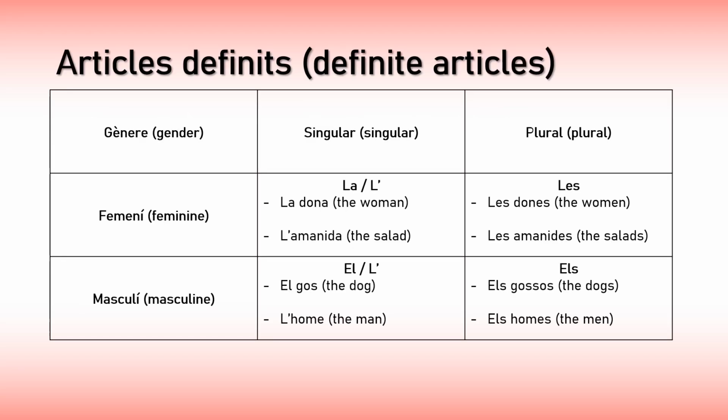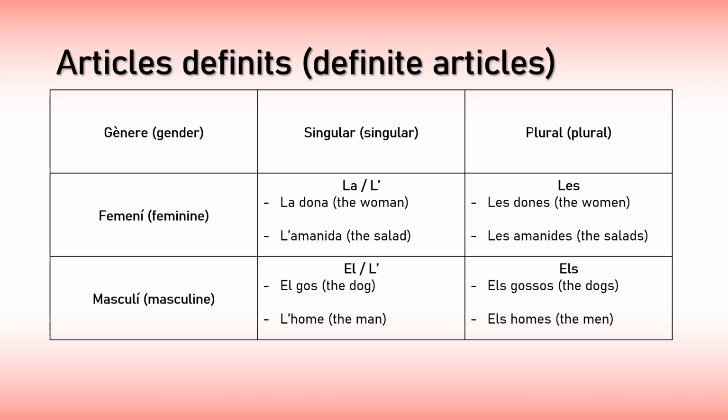We will take a look first at the definite articles. These are the ones that you use when you want to refer to specific things. In English, we use the article the, but in Catalan, it depends on the gender and the number of the word that they are referring to.